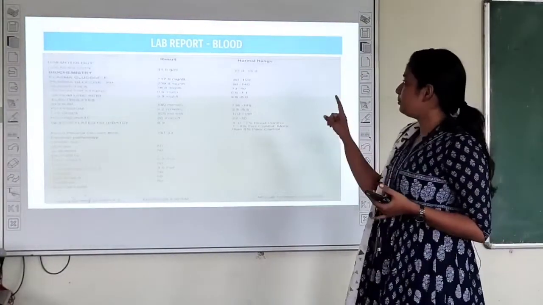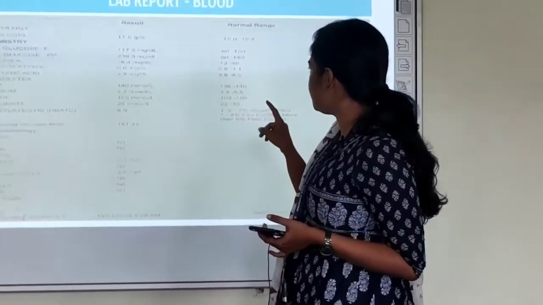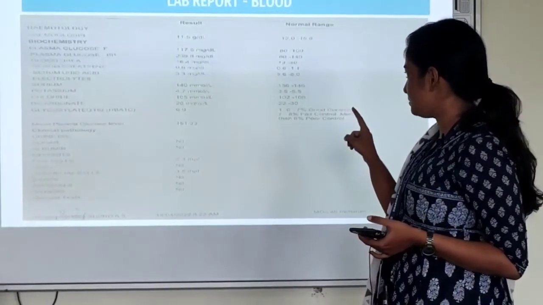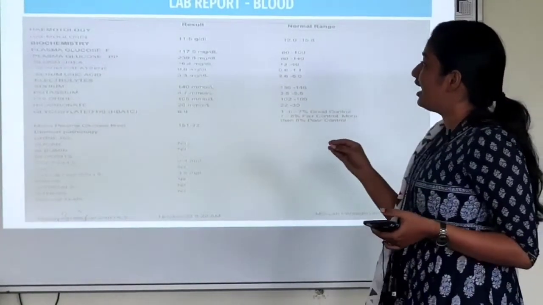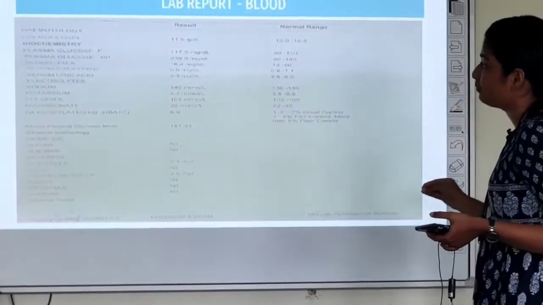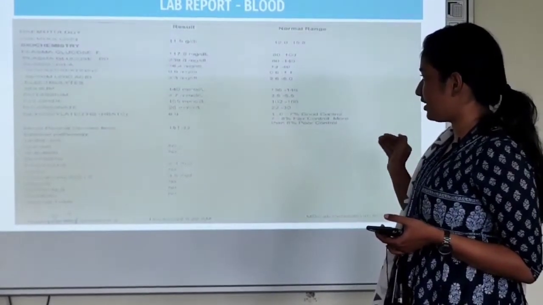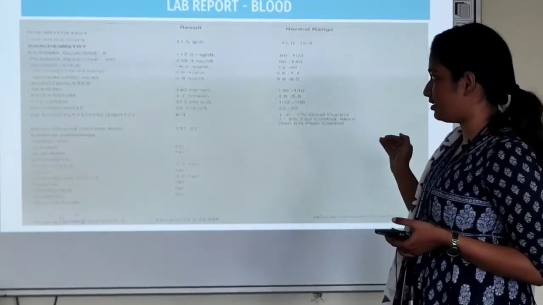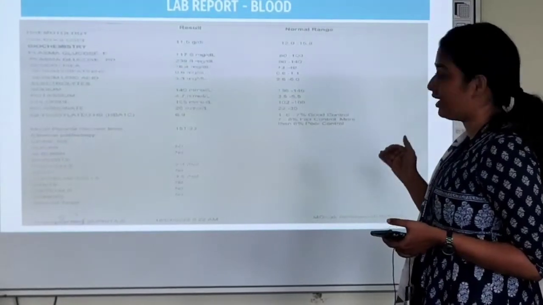So the lab report of blood, here you can see the hemoglobin level is about 11.5 gram per deciliter, which is in the normal range. Plasma glucose fasting is 117.6 mg per deciliter, which is slightly higher than the normal range. And plasma glucose postprandial is 239, which is quite high. And blood urea 16.4 mg per deciliter, which is also in the normal range. Serum creatinine is 0.6 mg per deciliter, which is also in the normal range. Serum uric acid 3.3 mg per deciliter, which is quite above the normal range.